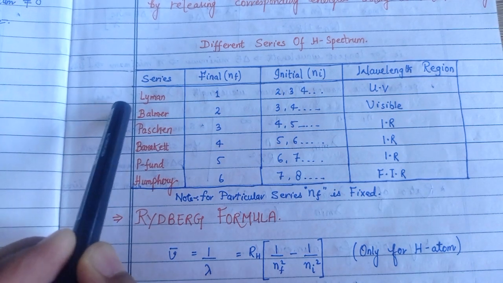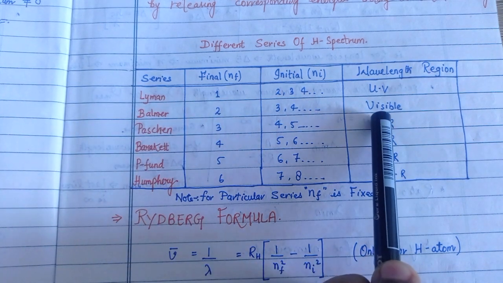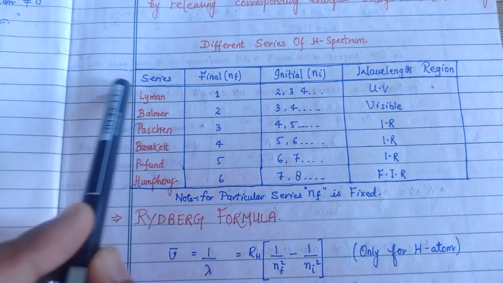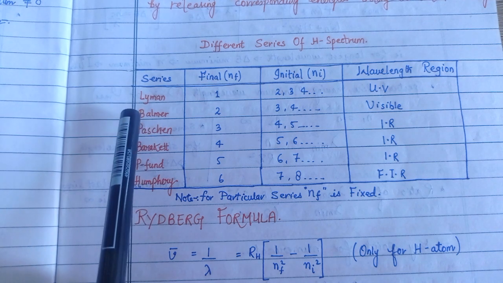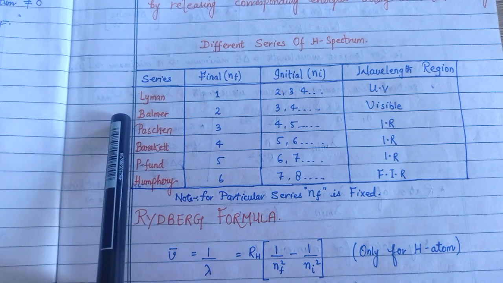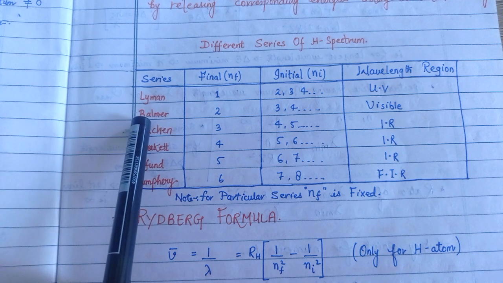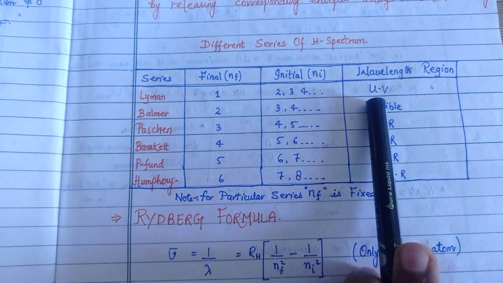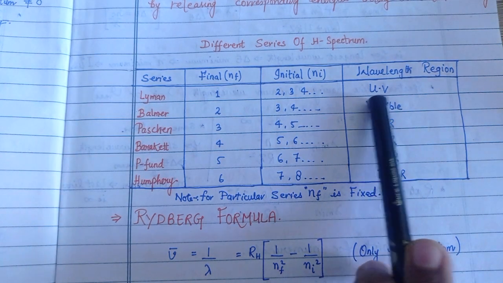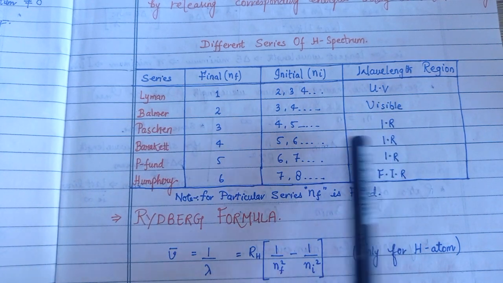The first series that was discovered is the Balmer series. Why? Because it lies in the visible region and humans can easily identify the visible region. Out of so many series, the first discovered is the Balmer series. They may also ask which series lies in the visible region. Your answer will be the Balmer series. After that, we have the Lyman series that lies in the UV or ultraviolet region, and the Paschen series in the IR region, meaning the infrared region.